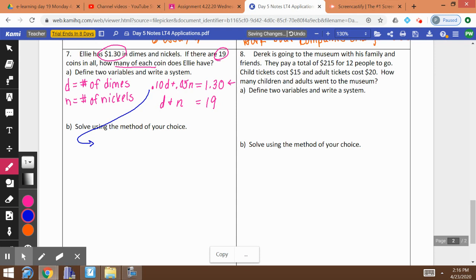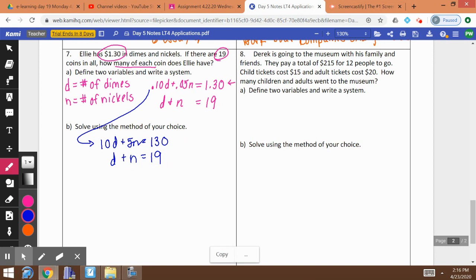If you remember way back in the very beginning of the year, we talked about a way we could get rid of decimals. Since at least one of them goes out to the second decimal place here, I'm going to multiply everything by 100. So 10D plus 5N, that looks really sloppy, sorry. 10D plus 5N equals 130. And then I'm going to keep the other one the same. D plus N is equal to 19.